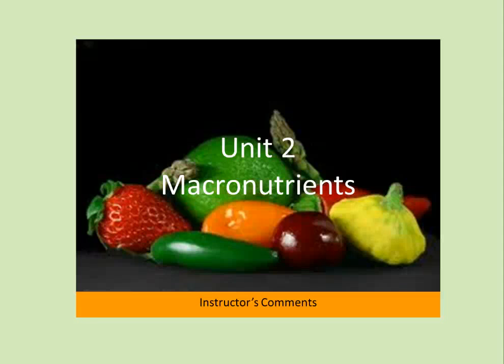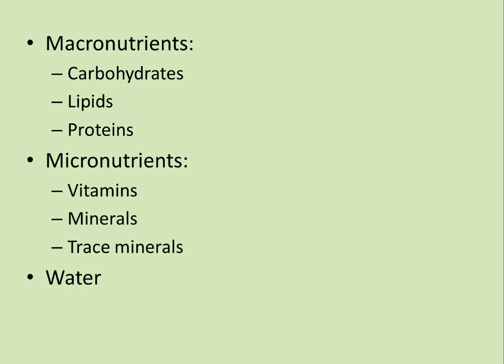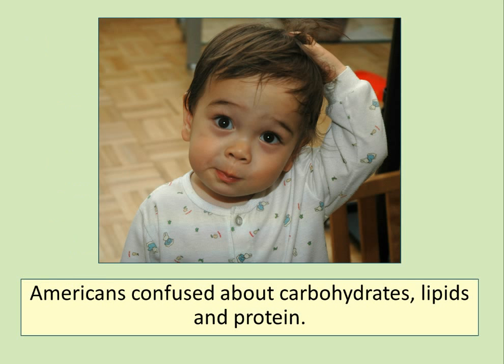Unit 5, Macronutrients. In the next few units, we're going to be talking about the different components of diet. Macronutrients, including carbohydrates, lipids, which are fats, and protein. Micronutrients, which include vitamins, minerals, and trace minerals. Also water. In this unit, we'll focus on macronutrients.